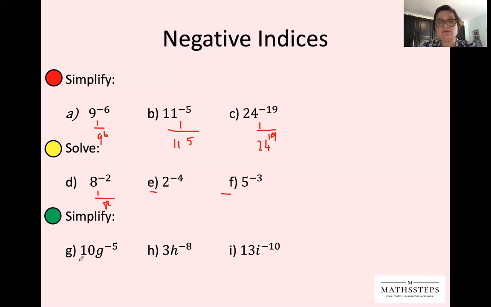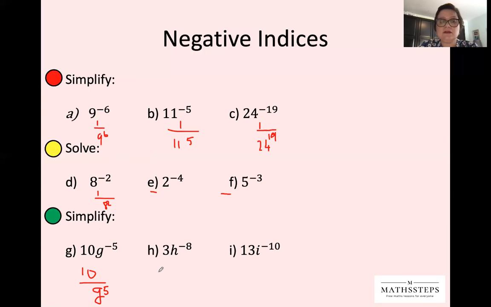Now here we have numbers and letters. As I said previously, 10 is not to the power of minus 5, just G, just a letter. So this one becomes 10 goes into the numerator over G to the power of 5, because G to the power of minus 5 is the same as 1 over G to the power of 5. So this is a quick use of simplification of this term here.